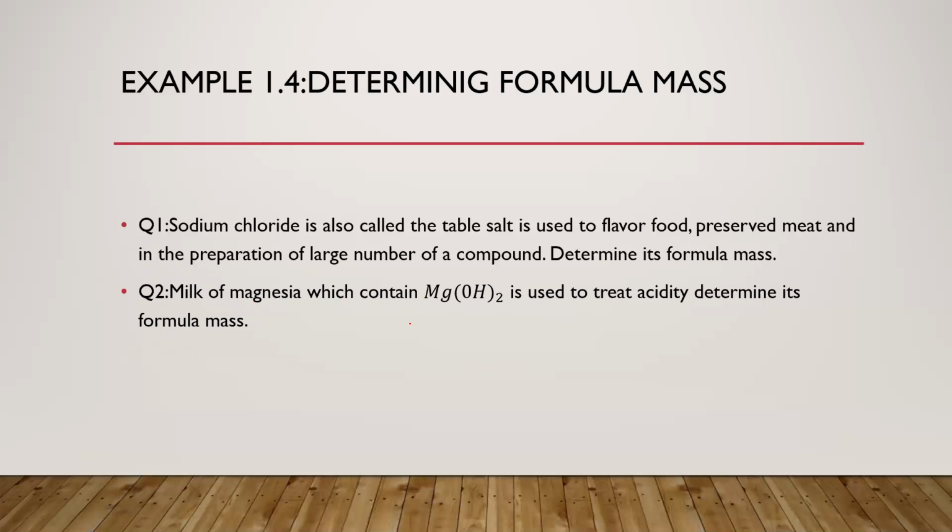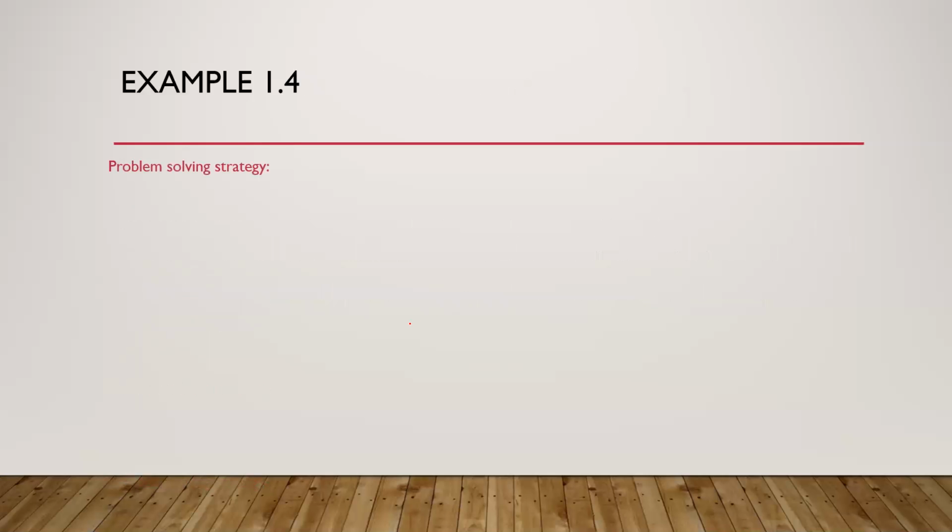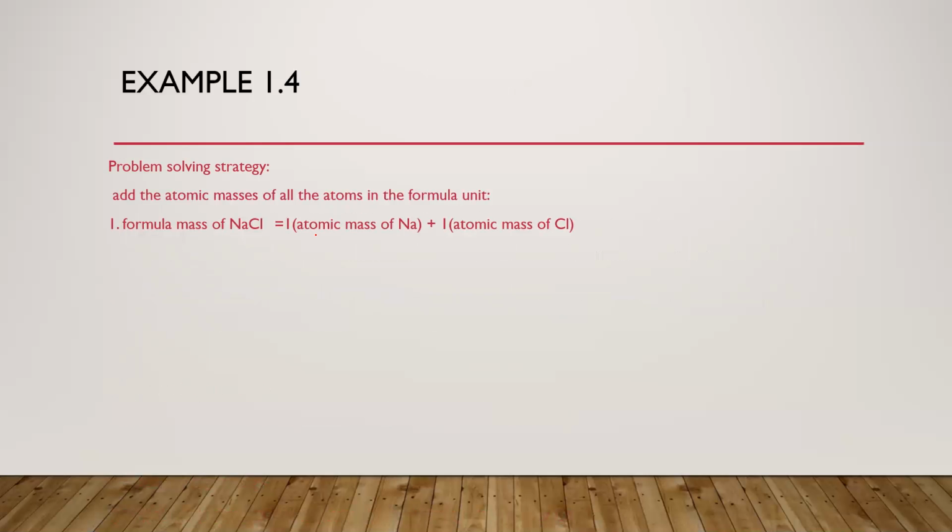It's a base. Okay. What is the problem solving strategy? Add the atomic masses of all the atoms in the formula unit. The formula mass of sodium chloride, NaCl, has 1 Na and 1 Cl. So 1 multiplied by the mass of sodium plus 1 multiplied by the mass of chlorine. So 1 multiplied by 23, which is the mass of sodium, and 1 multiplied by 35.5, the mass of chlorine. Then add 23 and 35.5, and the answer will be 58.5 AMU.